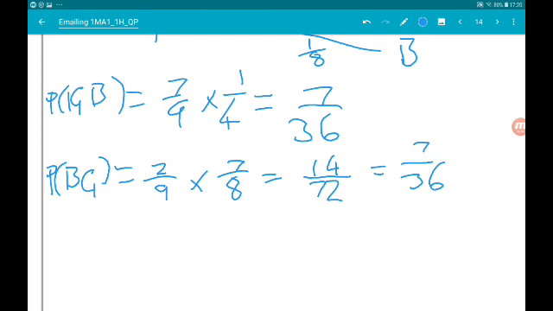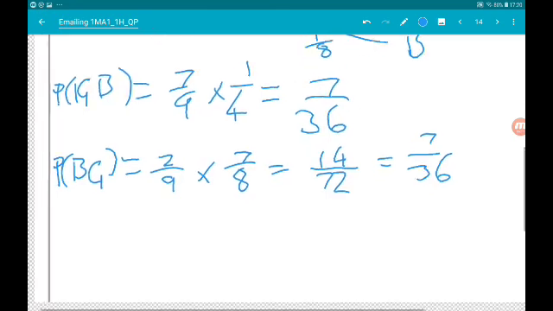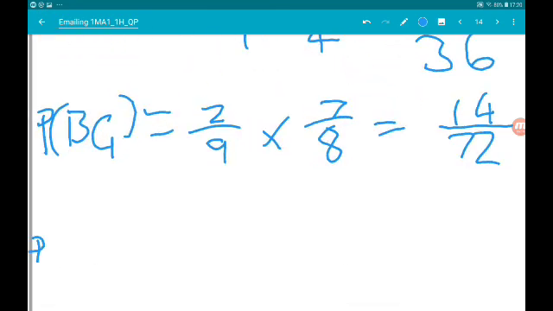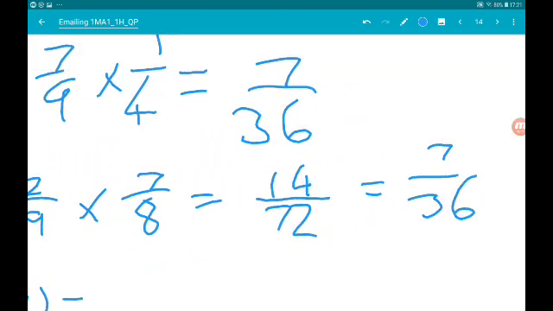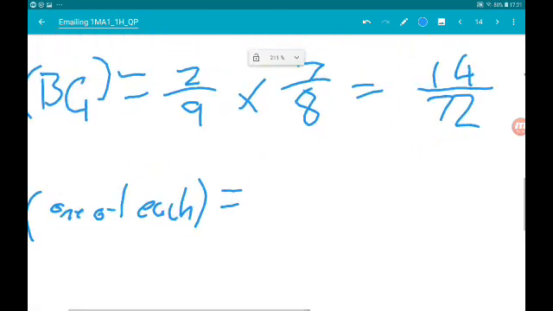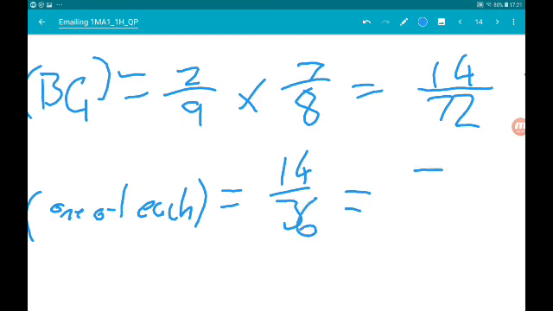So the probability that we get 1 of each colour is these two outcomes we are interested in, added together. So the probability of 1 of each. Now, they both have a common denominator of 36, so it's 7/36 add 7/36, which is 14/36, which is 7 over 18. Cool.